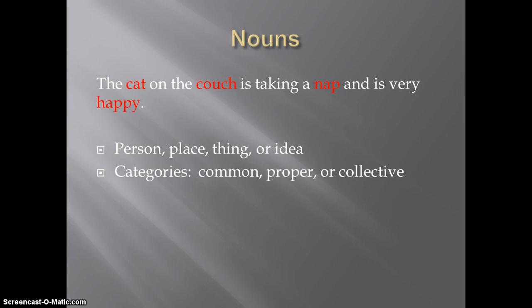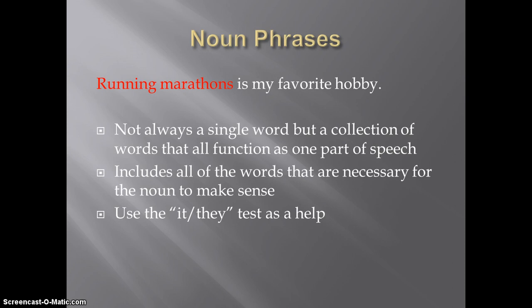All right, so those are nouns: person, place, or thing, or idea. Simple. Noun phrases. Tricky thing with nouns is that a noun is not limited to one single word. And you're going to see what other different parts of speech are also phrases. So it's pretty much an entire group of words that functions as a noun.